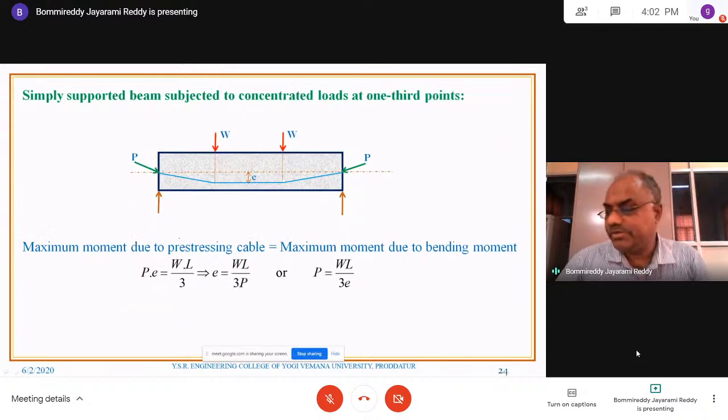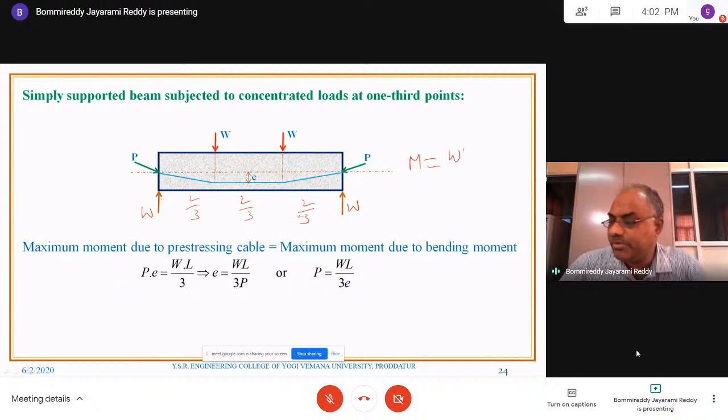The third possible case is two concentrated loads applied at one-third points. So L by 3, L by 3 and also L by 3. If two concentrated loads are at L by 3 distance, you know the reaction is W. And what is the maximum bending moment? Maximum bending moment will be W into this distance. What is that distance? L by 3. So WL by 3.